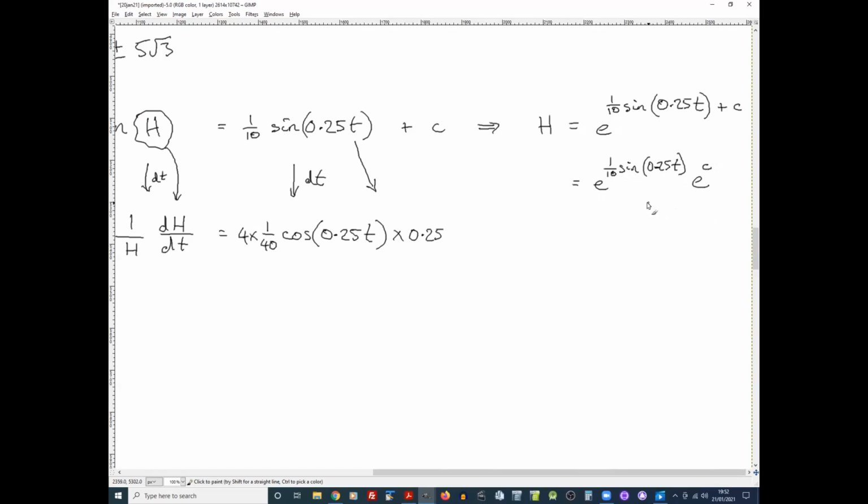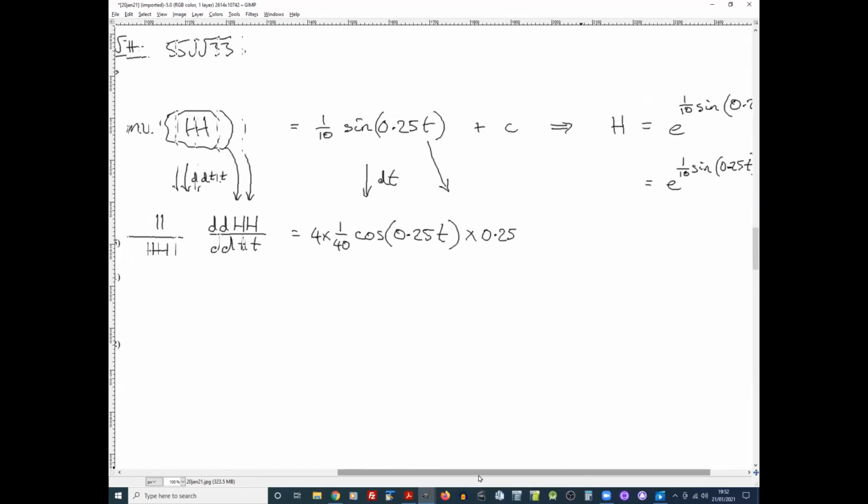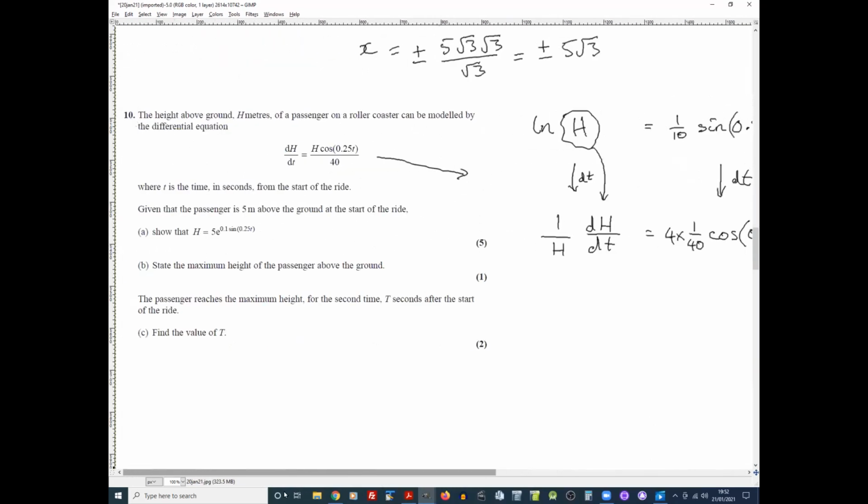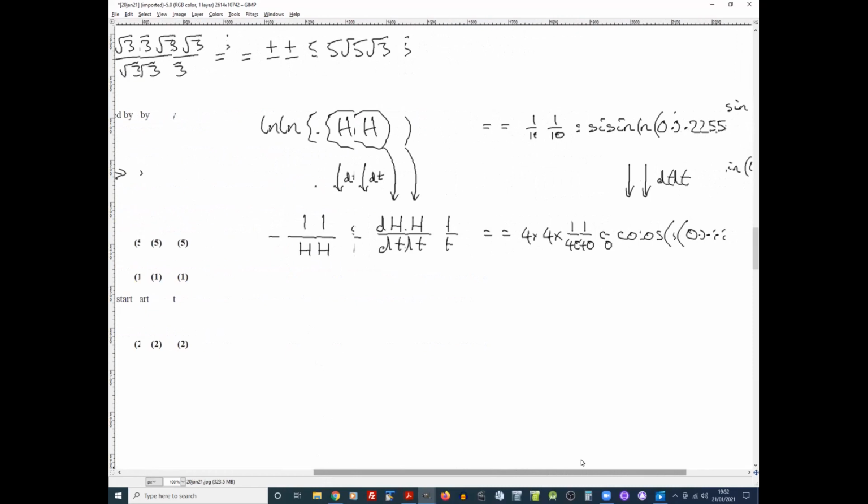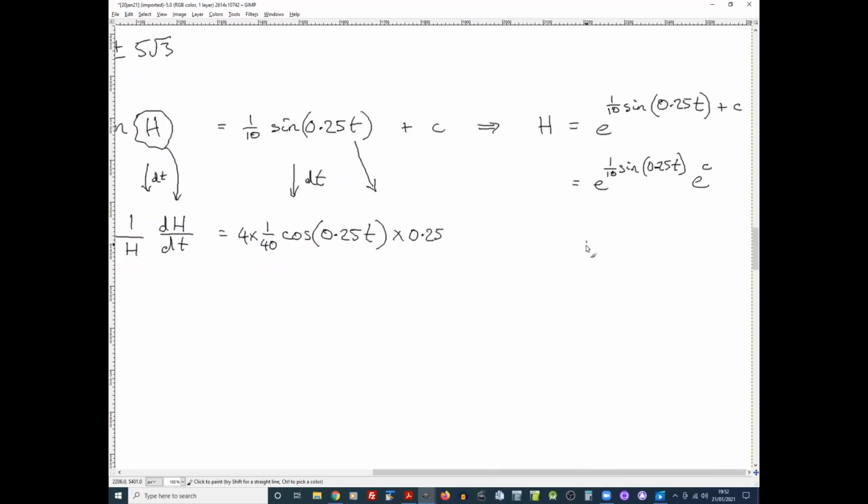Okay. What does the question actually want? What was the form it wanted it in? Well, h equals, that's great, but notice they'll have got a bit further. But we haven't used all the information yet. Given that the passenger is 5 meters above the ground at the start of the ride, how could we put that information in here? The passenger's 5 meters above the ground at the start of the ride.